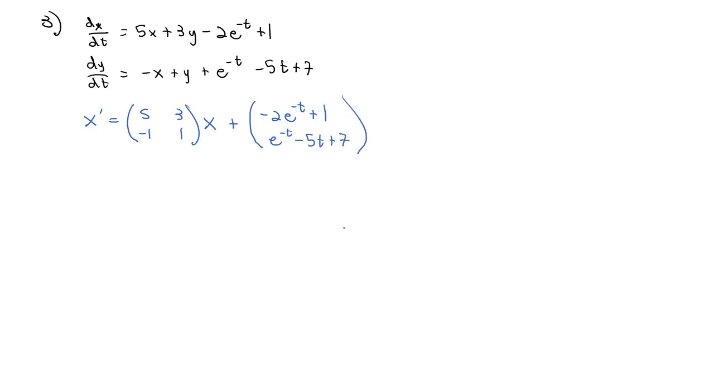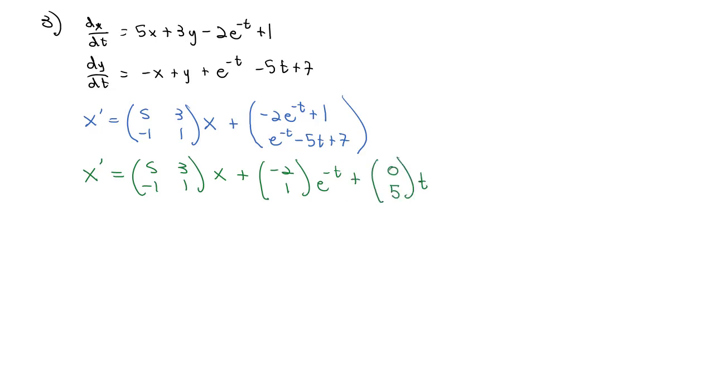Of course, I could have written that non-homogeneous part in its components. If I did it that way, we would have x prime 5, 3, negative 1, 1 times x plus the coefficients of e to the negative t would be negative 2, 1, e to the negative t, plus the coefficients of t would be 0 and 5 times t, plus the constant vector 1, 7. And seeing those pieces can really help me figure out the form of x particular.